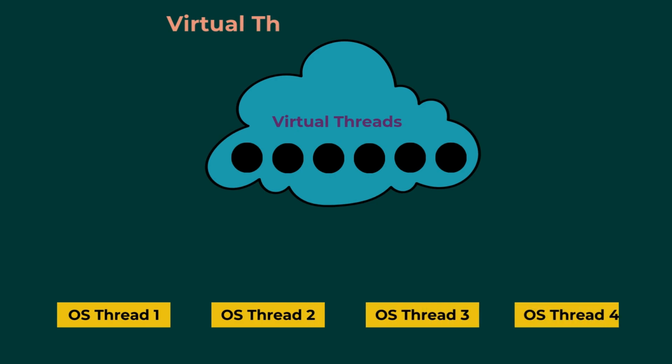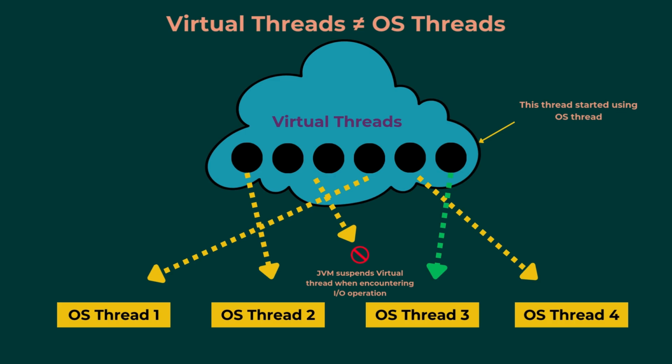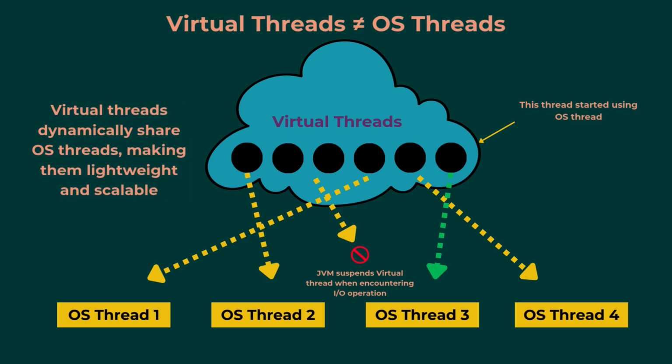So here enter the virtual threads. These aren't tied to specific operating system threads. Instead, the JVM manages them like virtual memory, mapping many virtual threads to a smaller number of operating system threads. So here is the magic. When a virtual thread encounters a blocking operation like reading from a file or waiting for a database response, the JVM suspends the virtual thread. The OS thread it was using is freed up and another virtual thread can use it. This is why virtual threads are lightweight. You can create thousands, even millions without overwhelming your system.